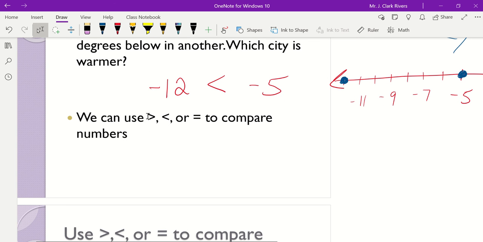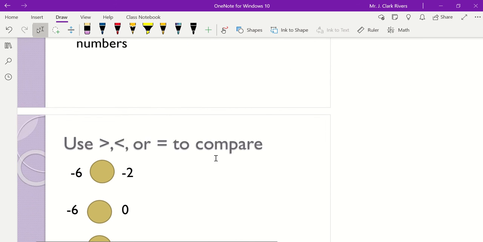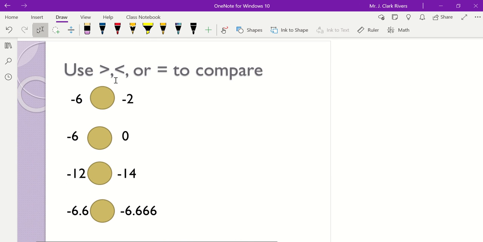So we can use greater than, we can use less than, or we can use equal to compare numbers. So let's take a look at these. Negative 6 compared to negative 2. What do you think it's going to be? Greater than, less than, or equal to? Negative 2 is greater. Right, so we're going to say negative 6 is less than negative 2. All right, so go ahead and practice that with these three. That last one's challenging, but see if you can do it.